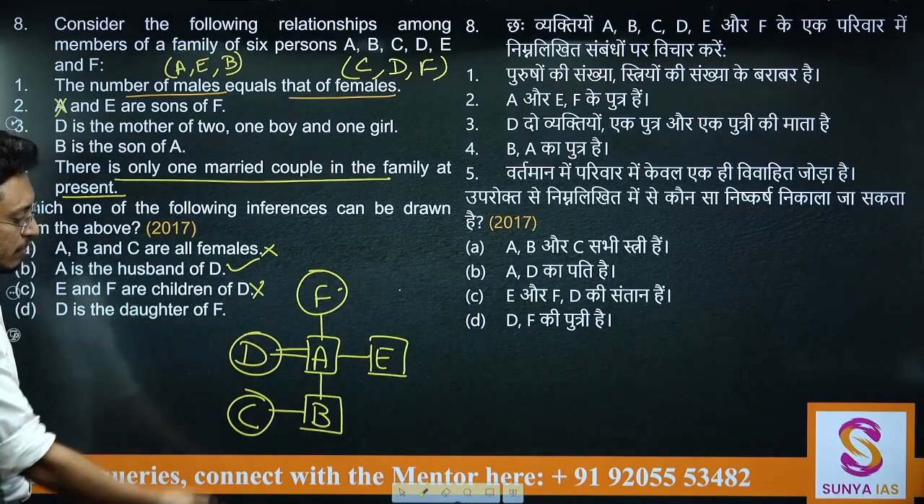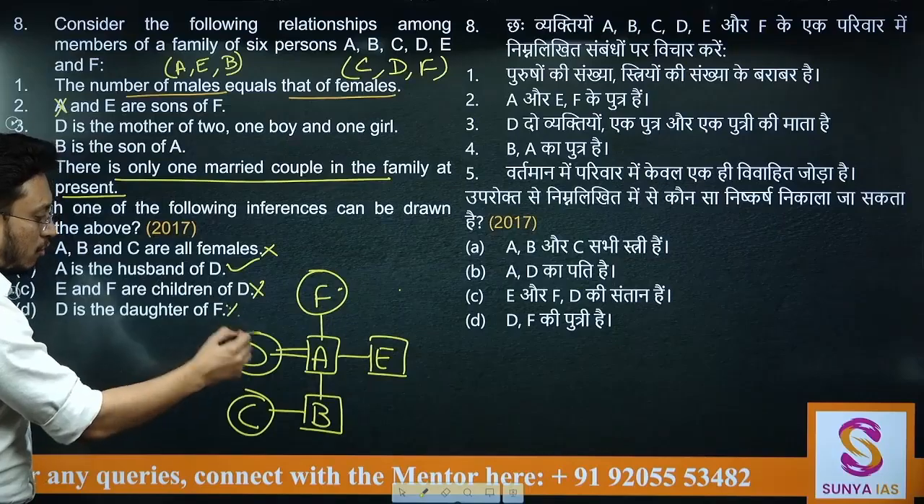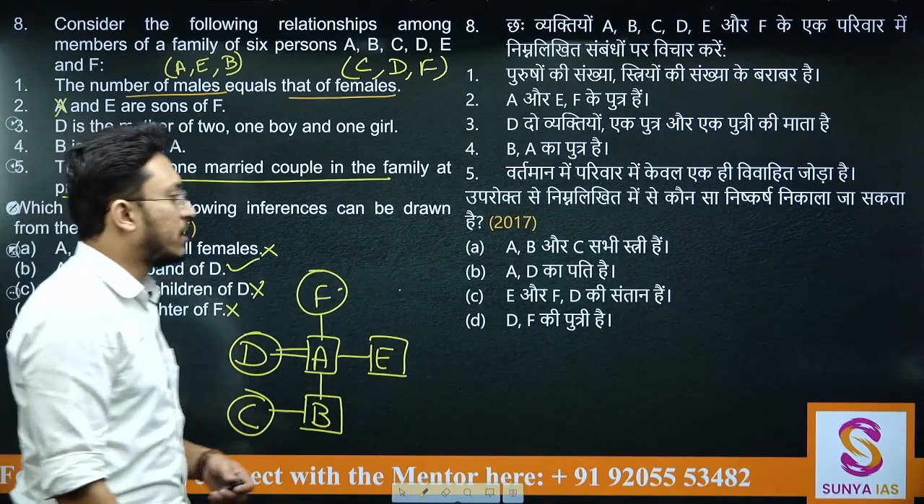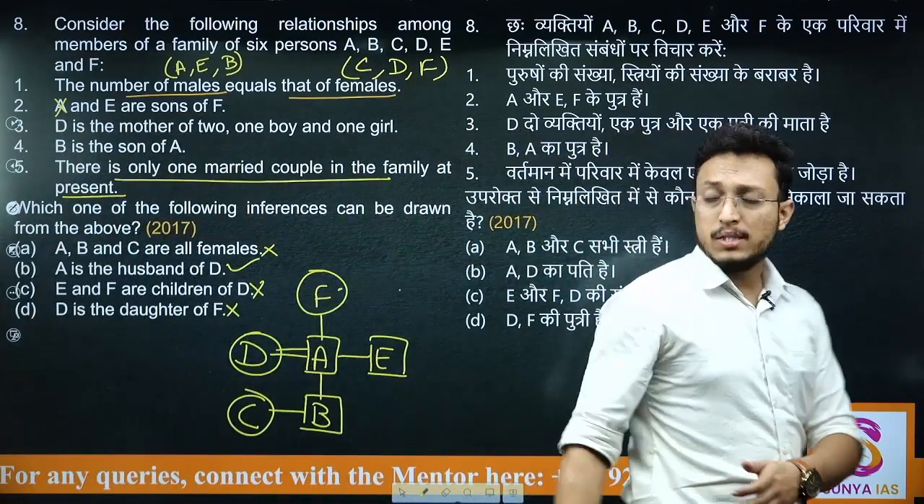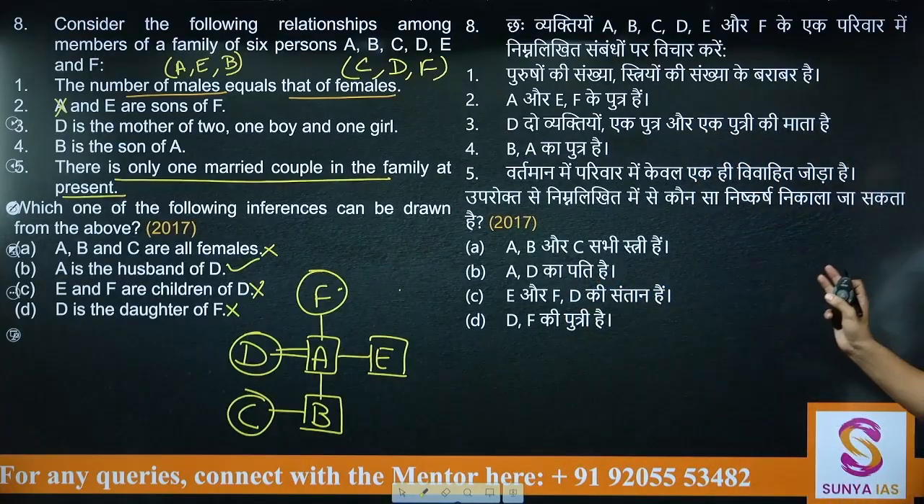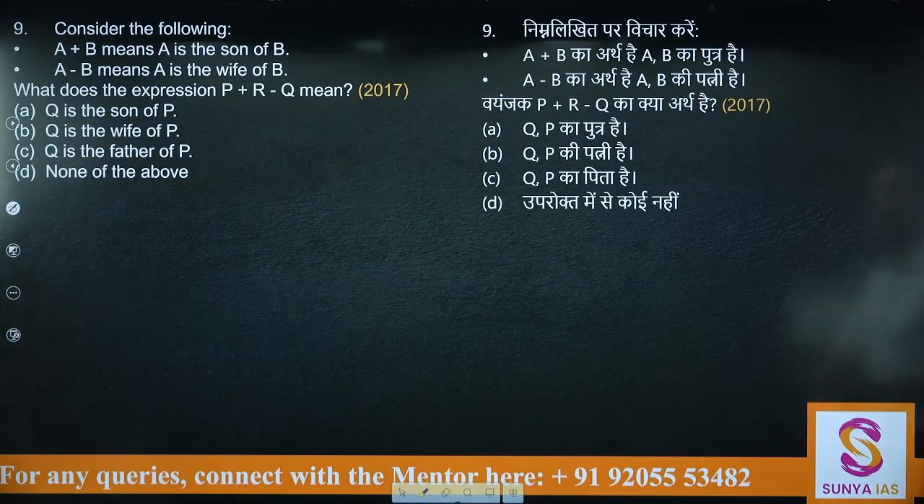D is the daughter of F. Nahi, D is the daughter-in-law of F. So you'll have option B as the correct answer, that A is the husband of D. A जो है वो D का पति है. This inference we can draw from here. Let's see the next question.